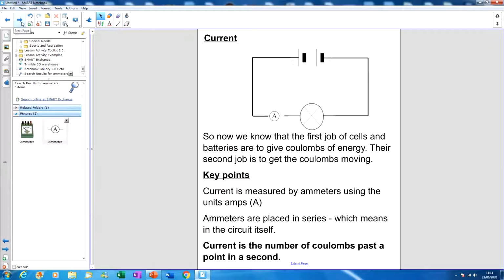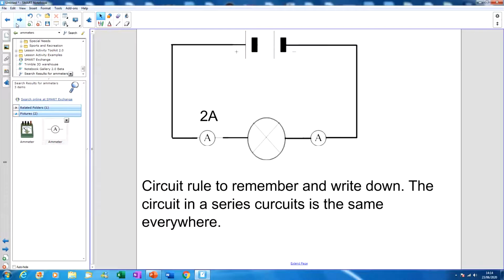So now we know that cells or batteries or power sources do 2 things. They give coulombs of charge energy to take around in the circuit, and they get the coulombs moving. They get current flowing, and the bigger the voltage, the bigger the current that flows. So we have a series circuit here. We only have one closed loop.